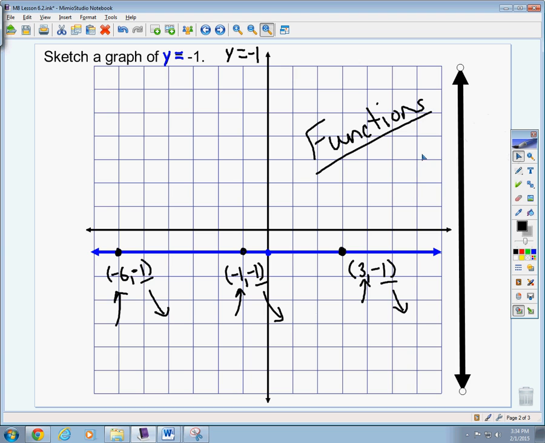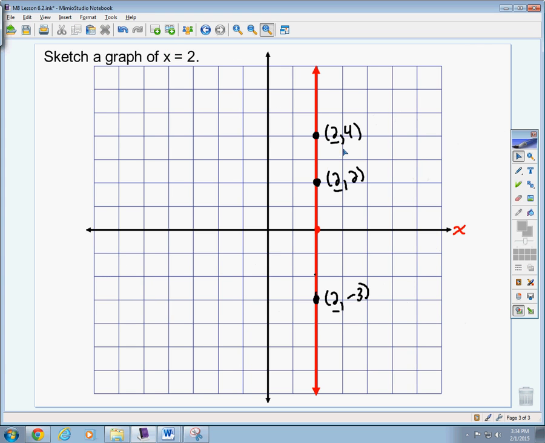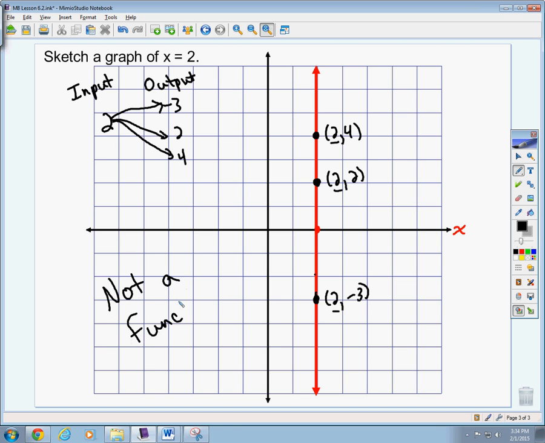Okay, well, let's try a vertical line. Notice here, if I were to do a mapping diagram real quick, my inputs are 2. My outputs are 4, 2, and -3. So when I input a 2, I get out 4. If I input a 2, I get out 2. If I input a 2, I get out -3. Notice, by inputting 2, I get out a bunch of different numbers. Nothing wrong with that. That's a vertical line. Except it's just not a function. Okay, so vertical lines are not functions.